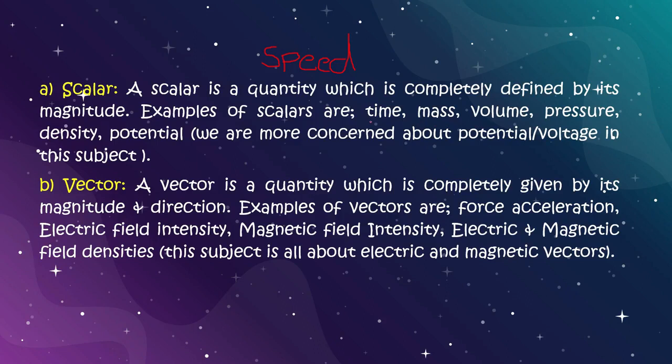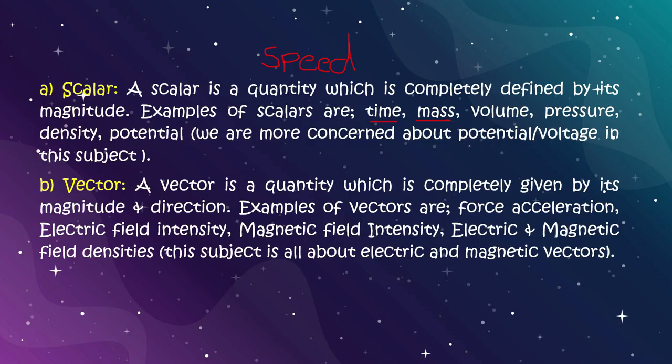So the quantities mentioned as scalars have only magnitude, but no direction. We cannot say that time is going in a particular direction like south, north, east or west. If I say there is 10 kg mass at a particular place, it doesn't specify that it is going in any particular direction. So such quantities are called scalars.